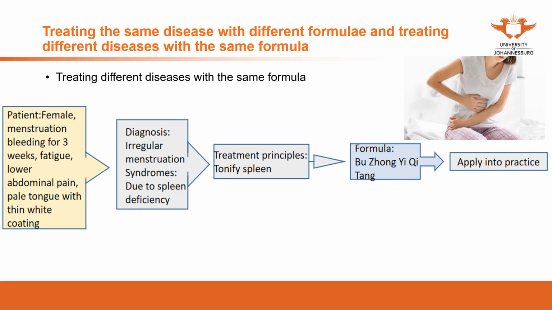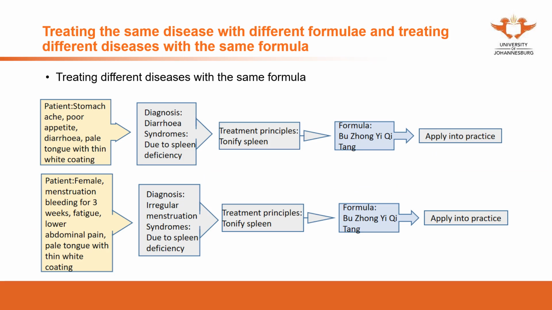From these 2 cases, you will see that we use the same formula, 补中益气汤, which can tonify the spleen. However, we use it on very different diseases, diarrhea and irregular menstruation. The reason we choose to do so is because these 2 patients suffer from the same syndrome, spleen deficiency, although they have very different symptoms and signs.